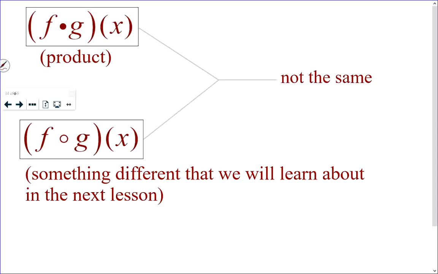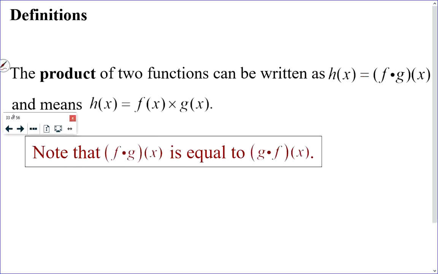An open dot means something different that you haven't learned about yet, but we're going to start talking about tomorrow. So it's very important that you pay attention to how you write this, particularly on a written response. Notice that f times g, quantity of x, is the same as g times f, quantity of x, because multiplication is not an order-sensitive operation. Multiplication is the same regardless of the direction you go.